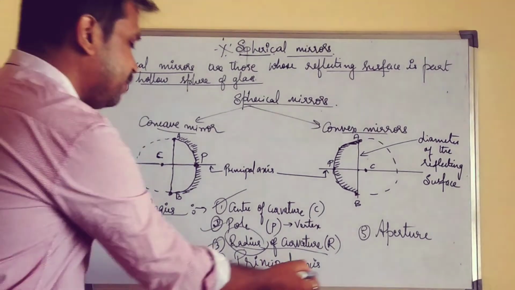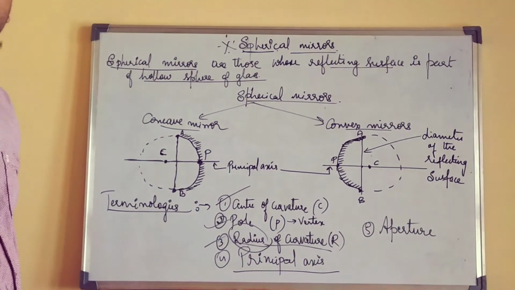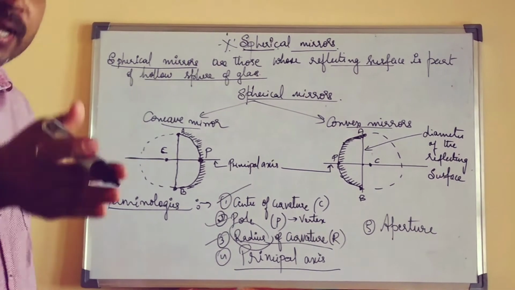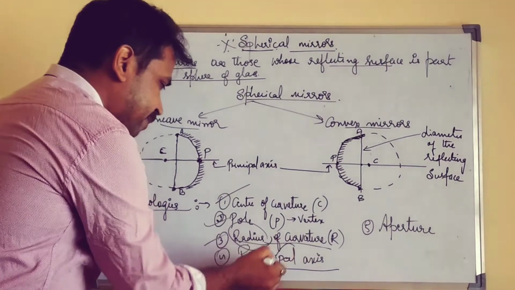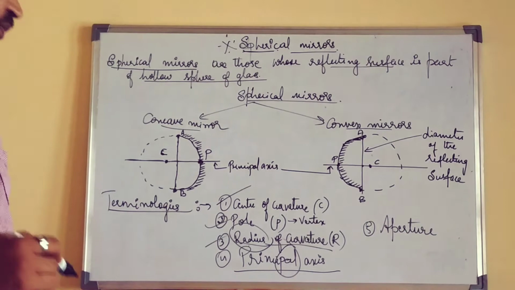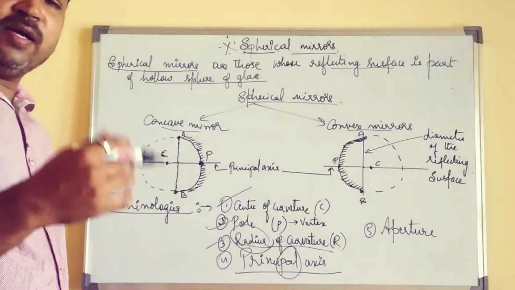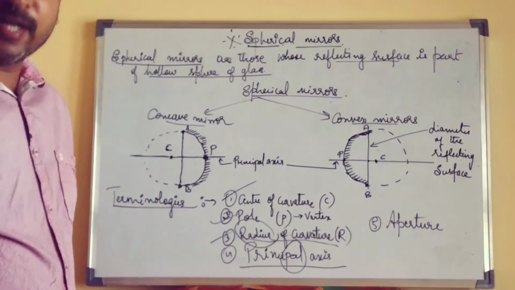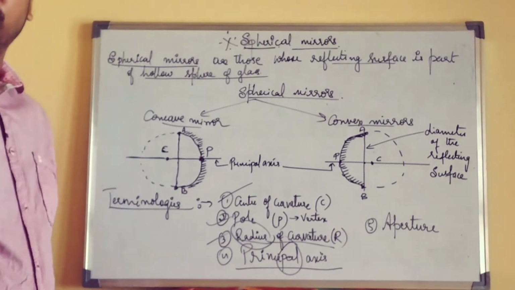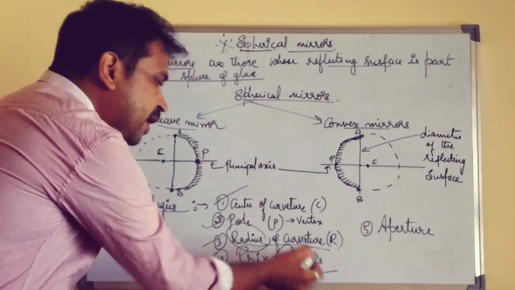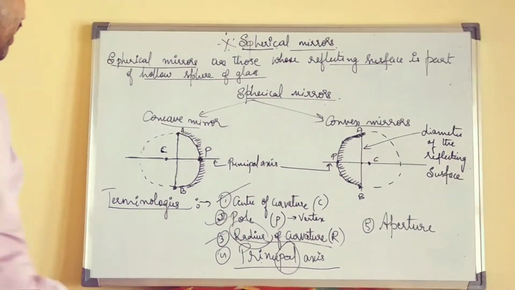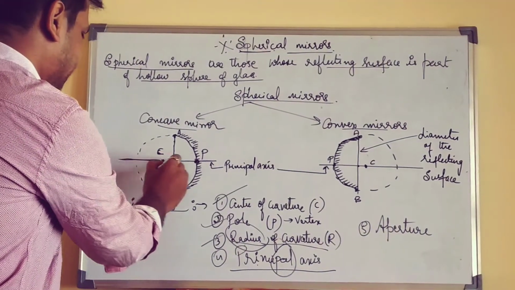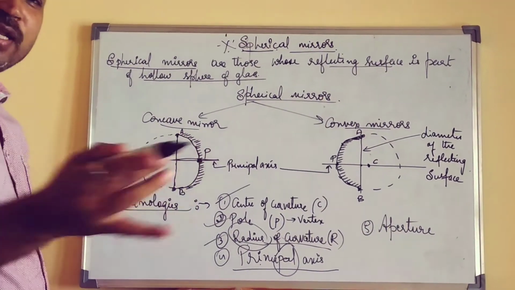Now what is principal axis? Remember, principal, not principle. Principal means very important, an integral part. Axis is a line. You can see here this line is the principal axis. Give the definition for the line itself.